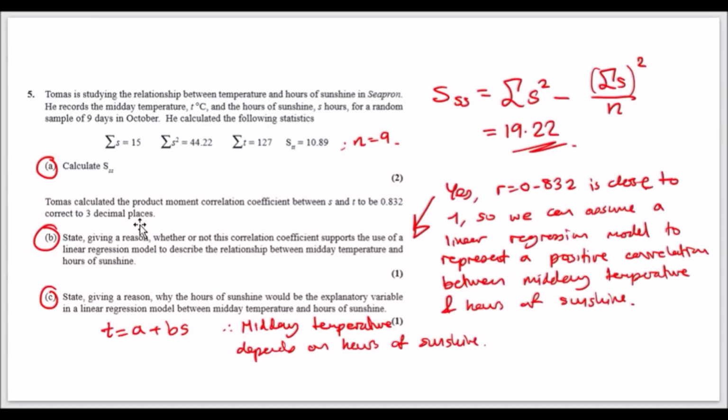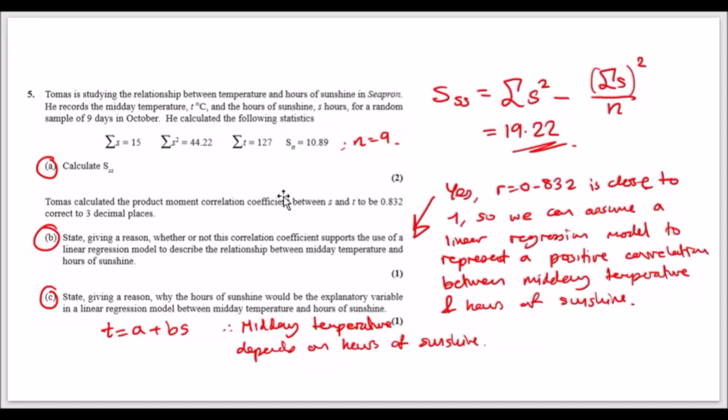Okay, next one. Thomas calculated the product moment correlation coefficient between S and T and found the value was 0.832. Now state, giving a reason, whether or not this correlation coefficient supports the use of a linear regression model. Before I even read the rest of this, if your R value is close to 1, or close to -1, since you can get a negative or positive correlation, then the answer would be yes, it supports a linear model. A linear model simply means that we want to make a line of best fit between our data points. If we can do that, then it supports a linear regression model.